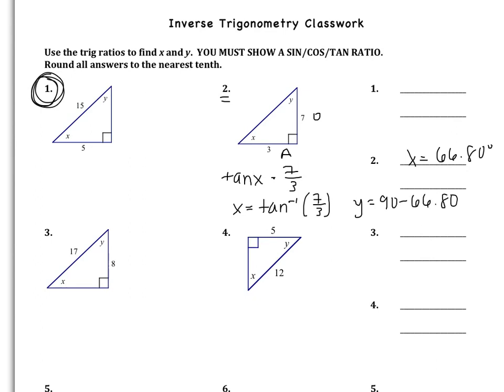To find angle y, I take 90 and I subtract my 66.80. I subtract x. And that's because I already have one angle that's 90 degrees. The entire triangle is 180, so the other two angles have to sum to be 90 as well. When I do that, I get angle y to be 23.20 degrees.